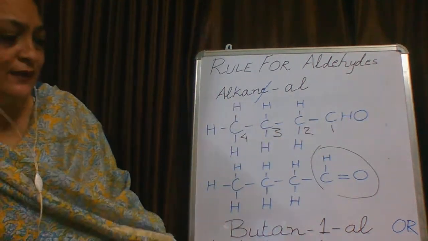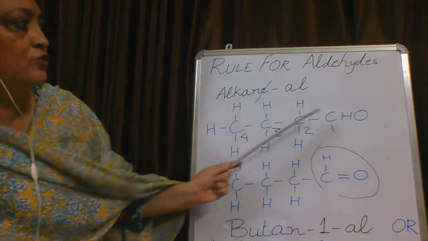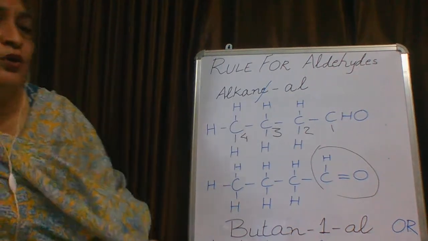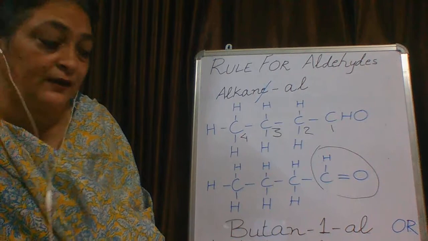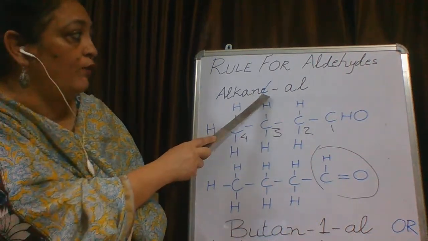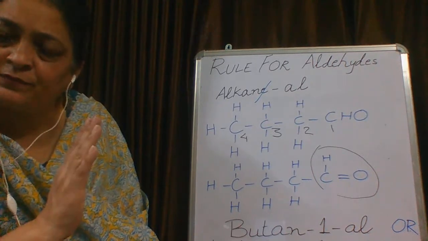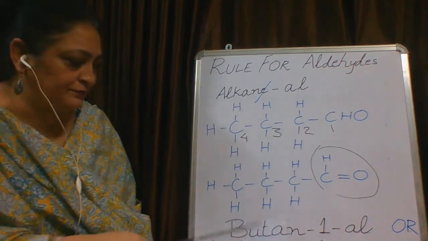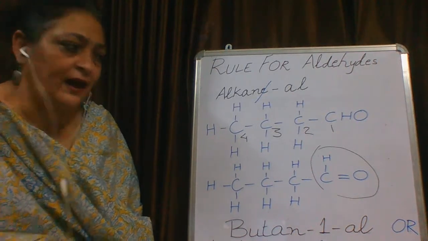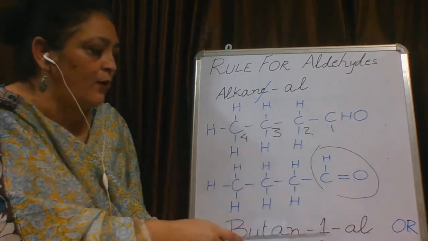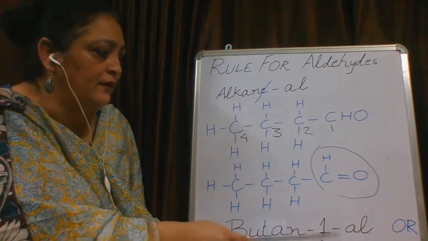So, the rule is find out the name of an alkane. So, there are 1, 2, 3, 4. So, after you decide that it's a butane, clear? Then strike off E of an alkane. So, butane, E you forget. So, it becomes butan. E you strike off. And then it's always number 1. So, it is butan-1-.